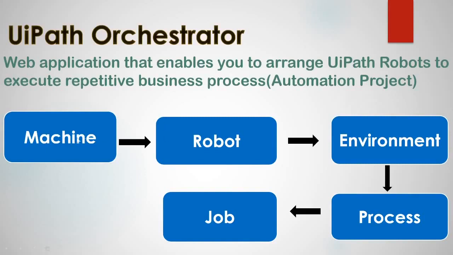First of all, we added a machine, then we added a robot, then we created an environment. We also published a project from UiPath Studio to Orchestrator for execution. Then we created a process, and at the end we ran the job.